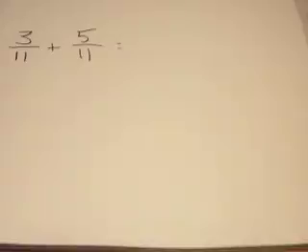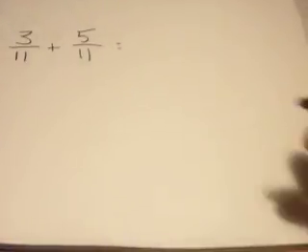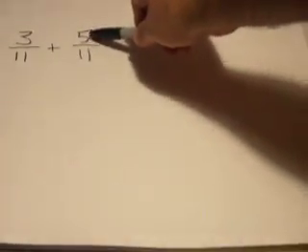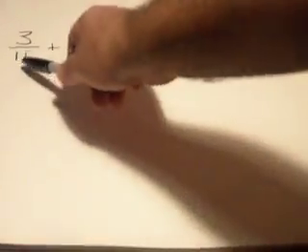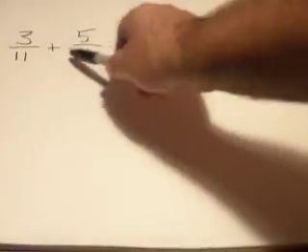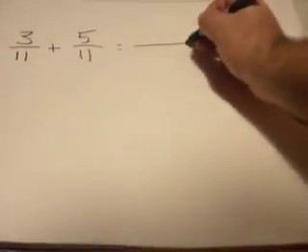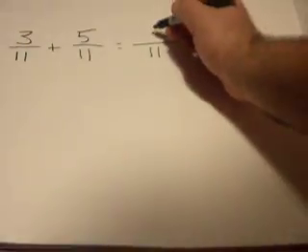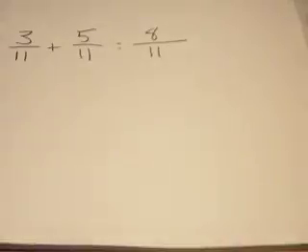Well, when you're adding or subtracting fractions, the key is you must have a common denominator. The denominator is the number on the bottom here in the basement. The numerator is the one that's on top. So we have to have a common denominator. In this case, they're both 11. So we have a common denominator. So all we do is we bring the common denominator over and we add the numbers on top. 3 plus 5 is 8. 8/11. So that is how you would add them if you had a common denominator.